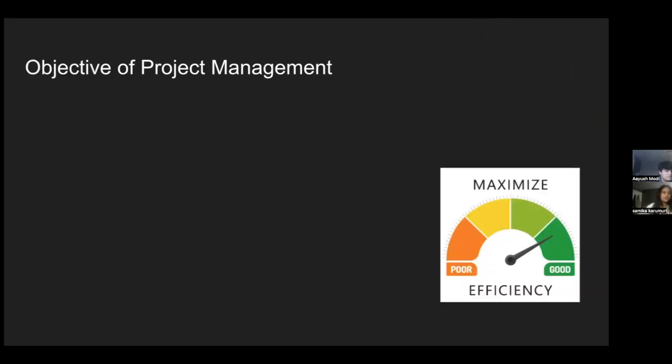Now, before we dive into the objective of project management, what are some goals that you think we have as a team? You can raise your hand or put them in the chat, and try to think big on this.